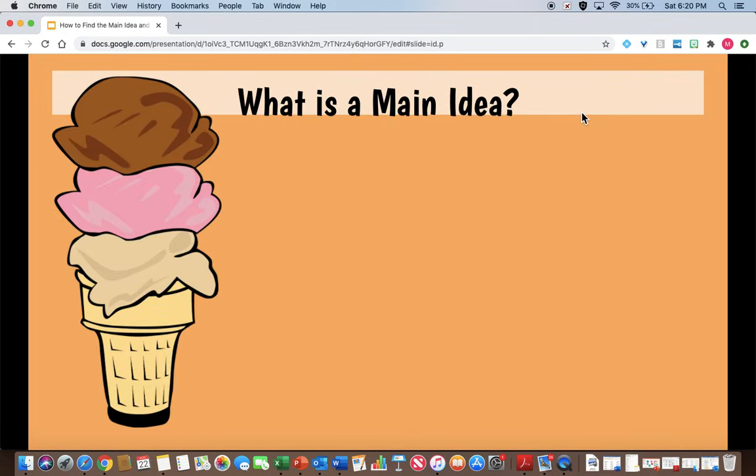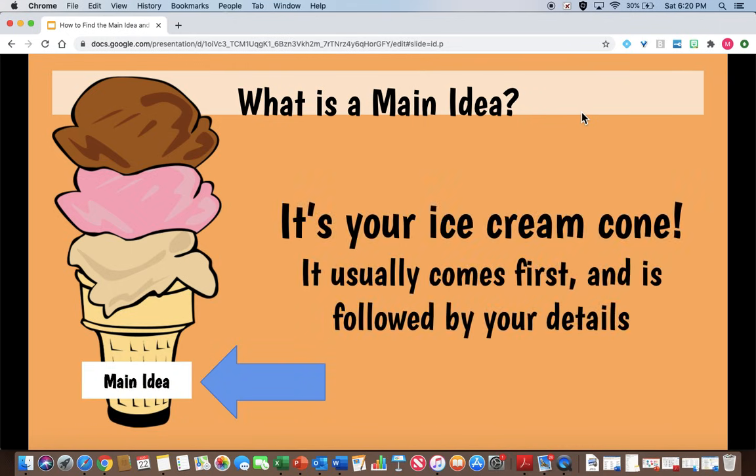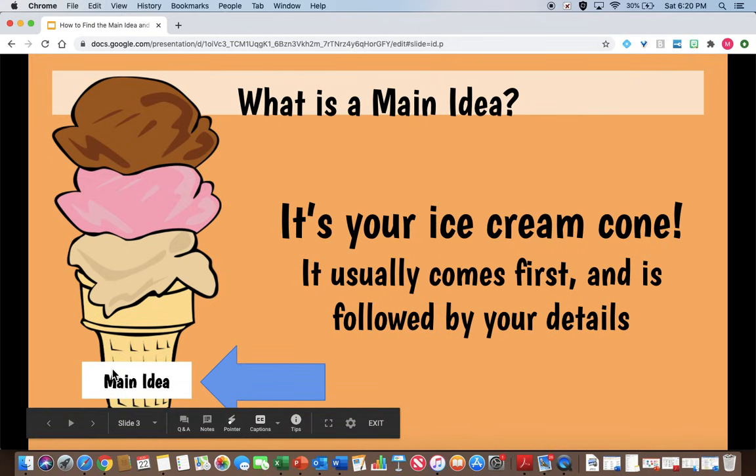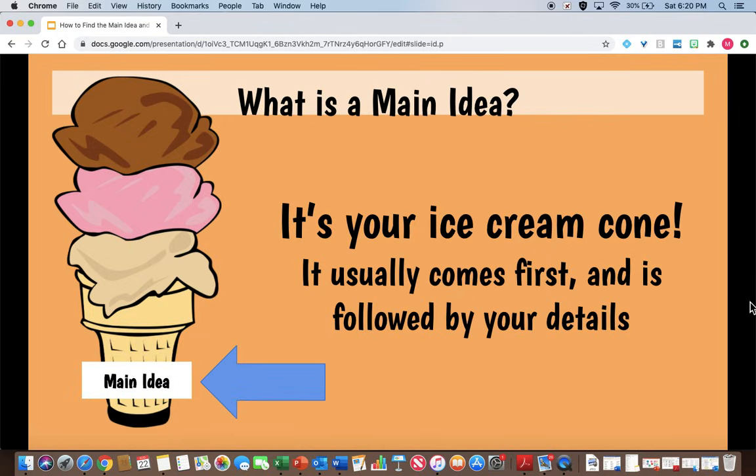So what is main idea? Well, if you see my little visual here, you could probably guess that it is your ice cream cone. The cone is what's holding it all together. Without the cone, you would just have some scoops of ice cream that would be falling apart and they would just slip and slide everywhere. So the cone's really what's holding it together. And so when you make your ice cream cone, the main idea is always going to be first, and then everything else, your details, which are going to be your ice cream scoops, follow afterwards, and we'll talk more about that.